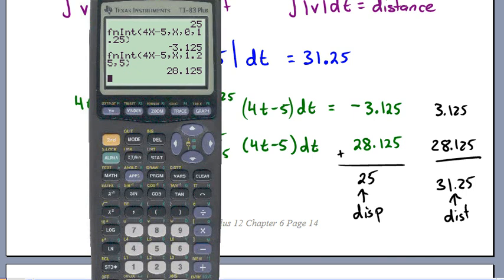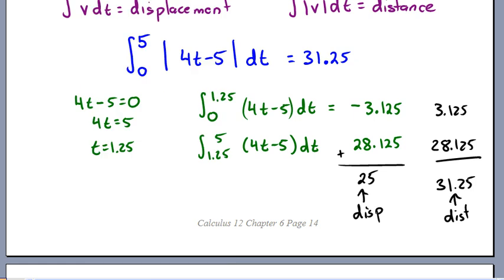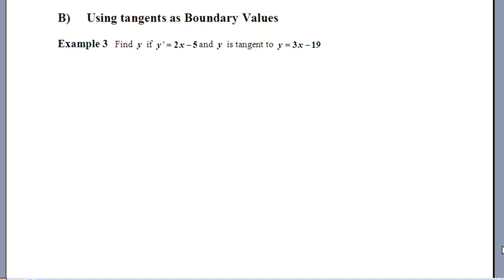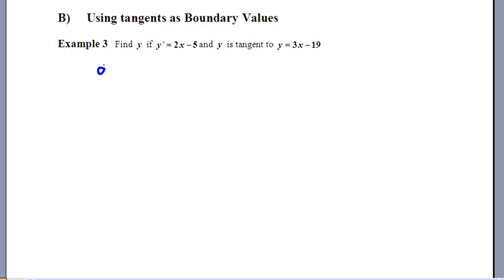Okay, before we go and take a look at what are called second order differential equations, let's just throw our skills now at a little story here. What do we got? Find y, so find some function of x, right? It's y of x. If the derivative is 2x minus 5, and the actual curve, which is going to be a parabola, is tangent to 3x minus 19. So if I was doing this, I would start off with this differential equation, right? Where they're saying, hey, dy/dx is equal to 2x minus 5.